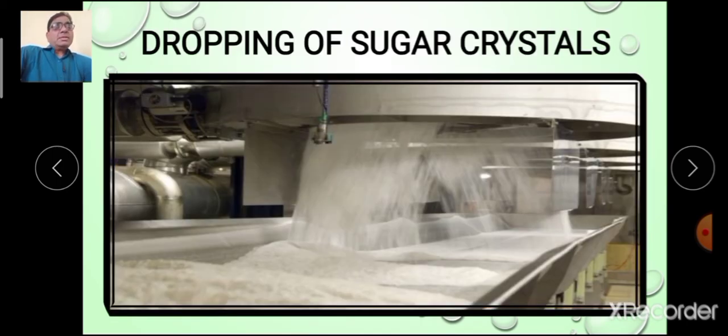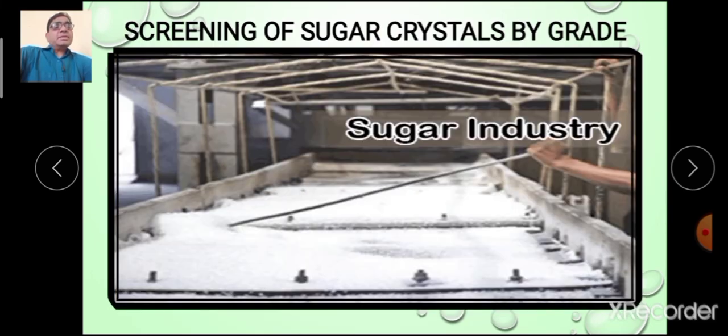Now, as the sugar crystals are dried, they are dropped for screening purpose. Why are they screened? Because of the difference in the size of sugar crystals, they are separated according to grade, bigger crystals, smaller crystals. This is the screening of sugar crystals.